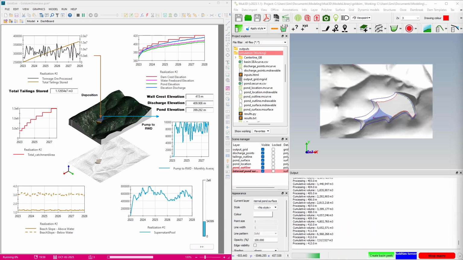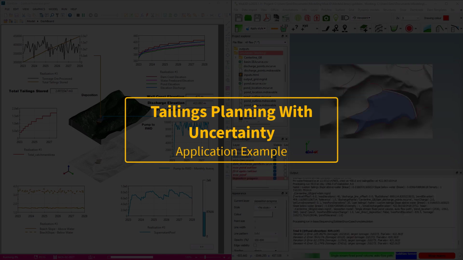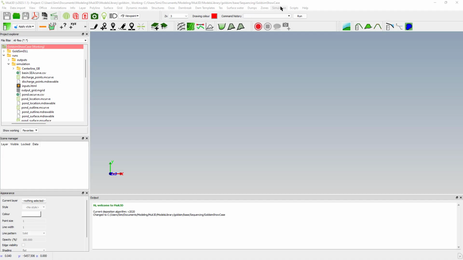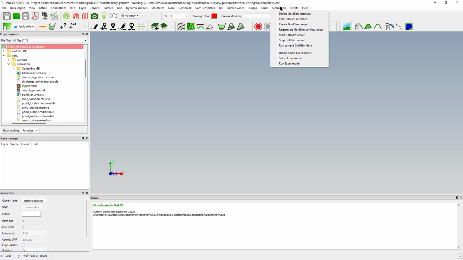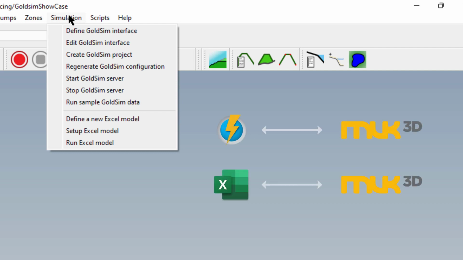Today we're looking at how do we incorporate uncertainty in our tailings planning. So for this video we are using Muk3D Tailings Plus together with the simulation add-on. The simulation add-on gives you the possibility to connect Muk3D together with Excel and Goldsim.